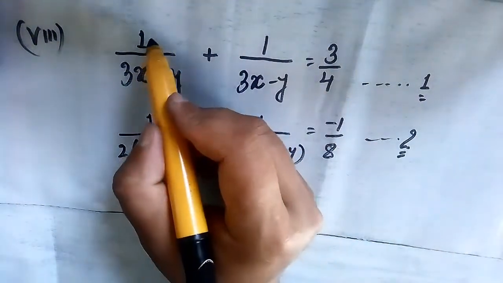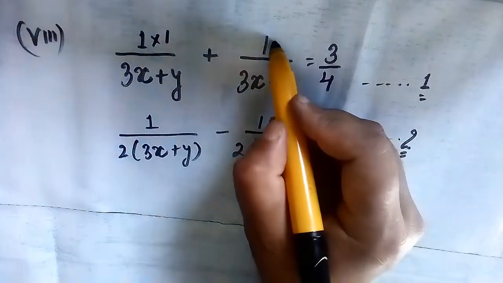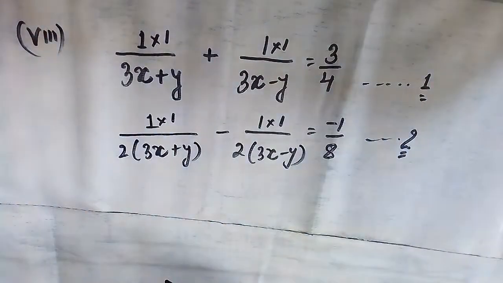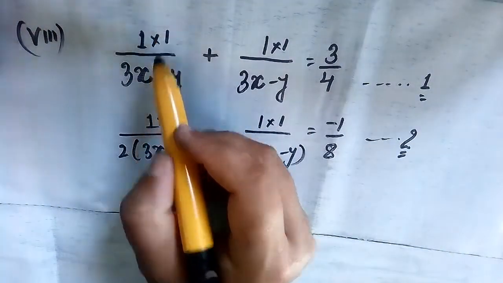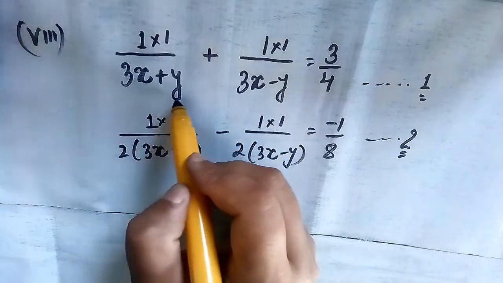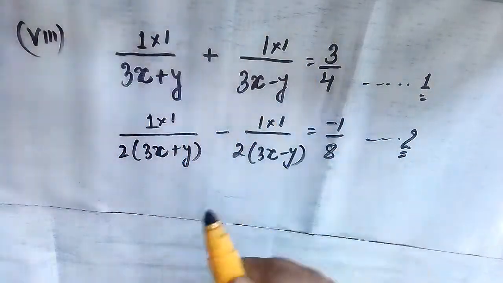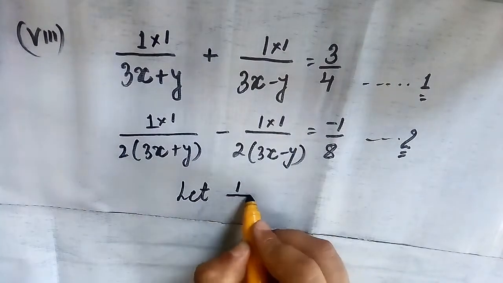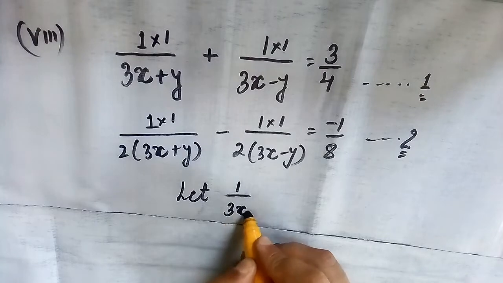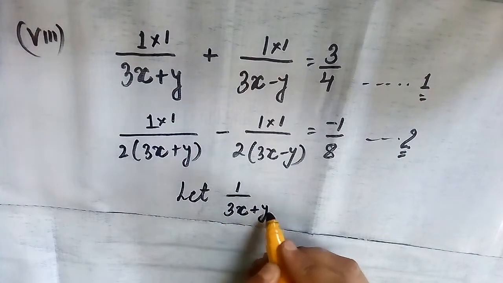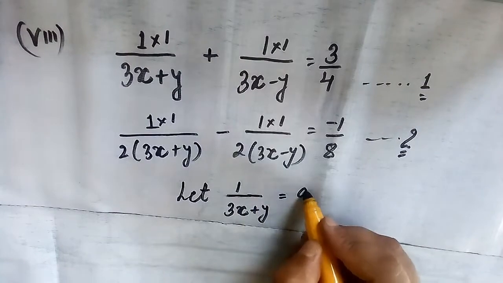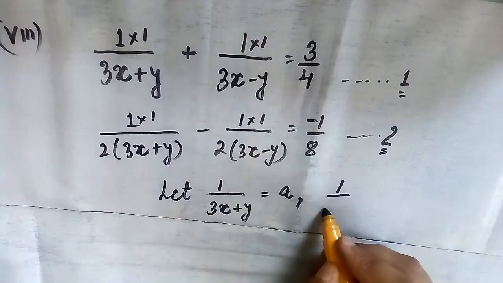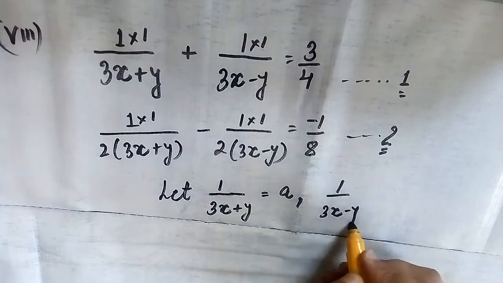Let it be equation 2. So first of all, to find out the common expression to substitute, let us multiply 1 with each numerator. Now see what is common here, 1 upon 3x plus y and 1 upon 3x minus y. So let 1 upon 3x plus y equal a, and 1 upon 3x minus y equal b.